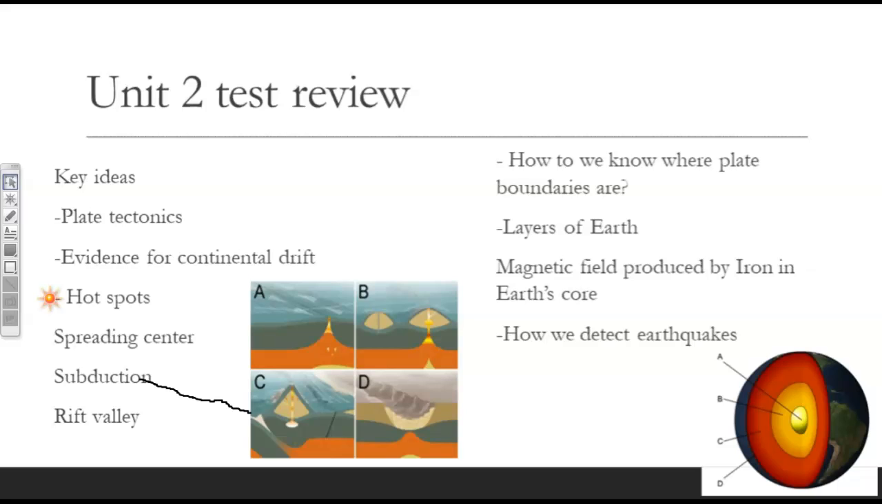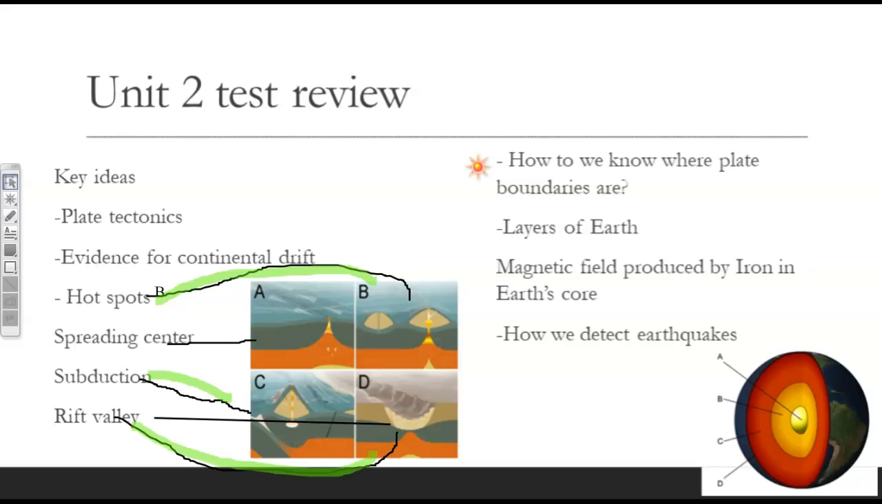Good, we've got subduction as C, hotspot for B, spreading center for A, because we've got the arrows showing that these spots are spreading, and we've got a rift valley for D. Wonderful, so you guys got that.